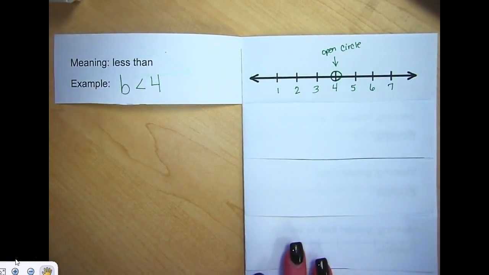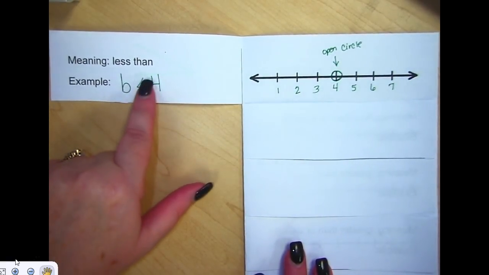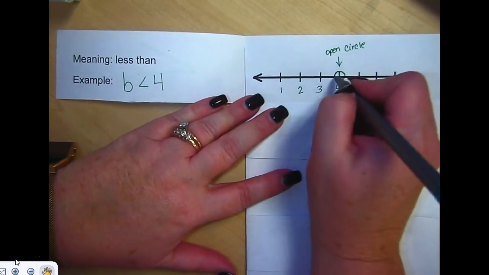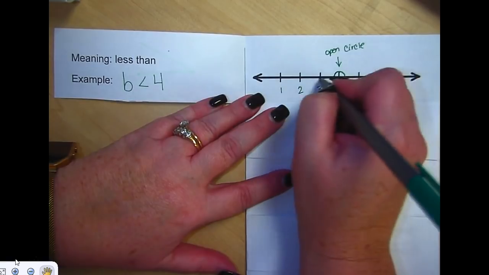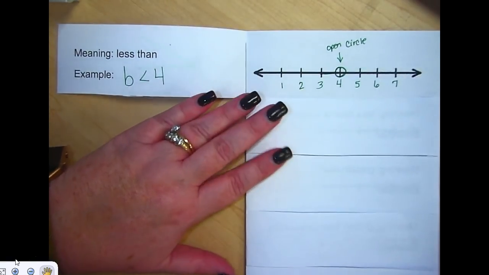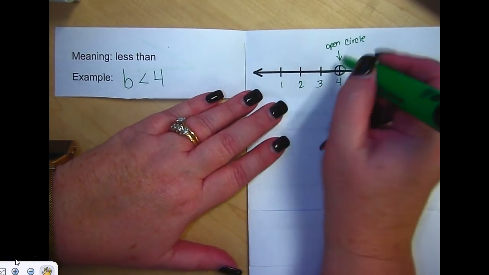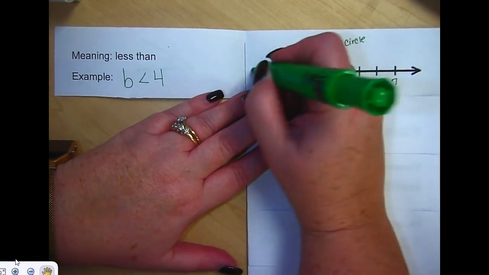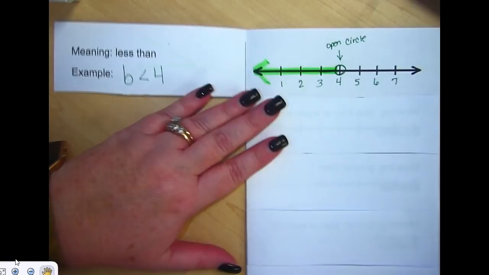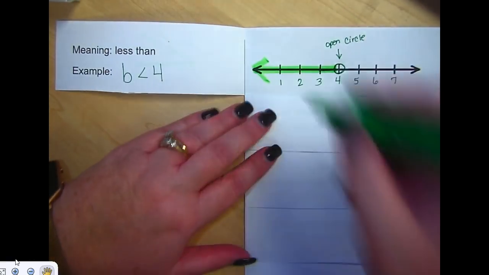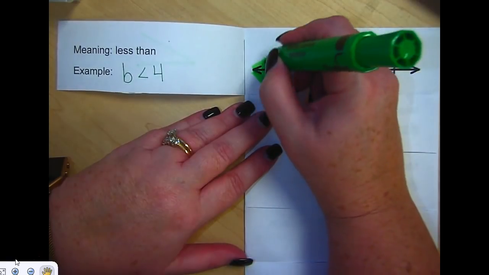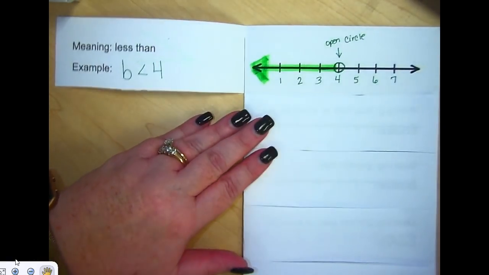And then it's going to be all the other numbers less than 4. So if this is pointing in that direction, that's the way we want to graph. Don't graph above it. Let me use a highlighter. We're going to go from here, and we're going to go in this direction. All the numbers in that direction. B can be any number less than 4.